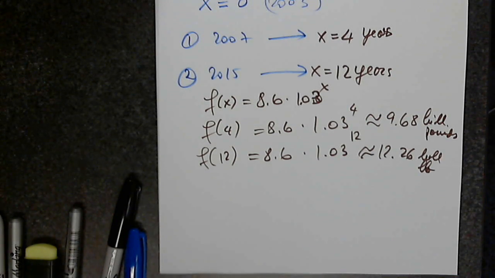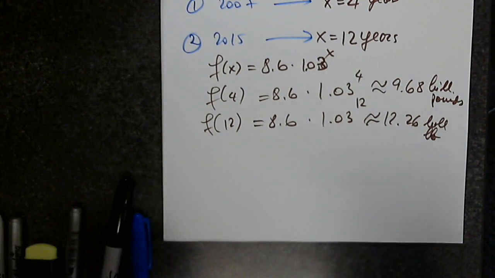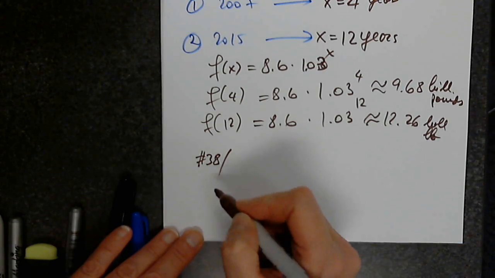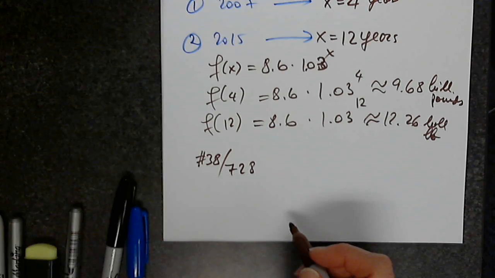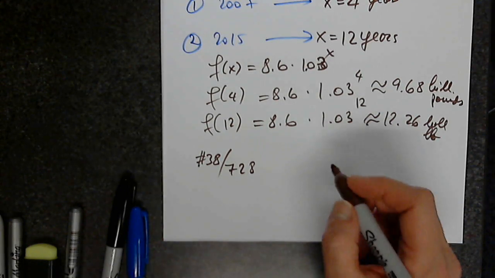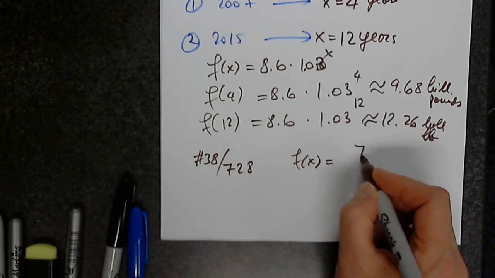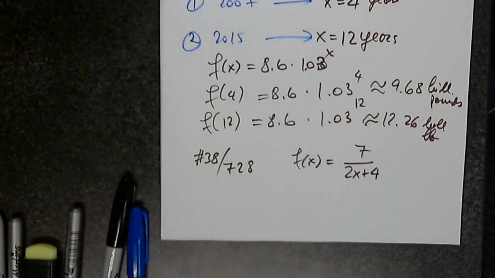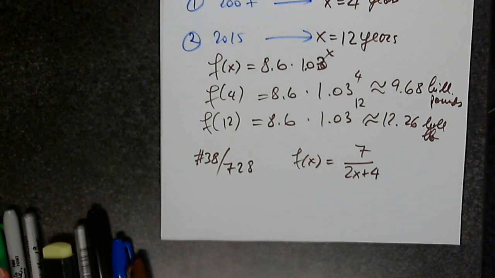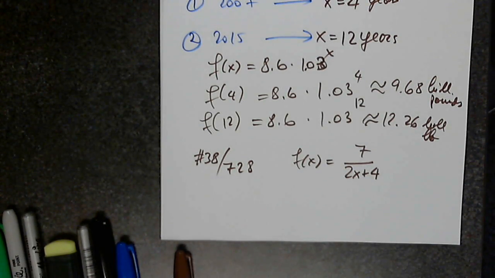Very good. Back to section 12.2. Problem 38, on page 728. f of x equals 7 divided by 2x plus 4. I'm asked to find f inverse. And I am told this function is 1-to-1. Don't worry about it. It is 1-to-1. It has an f inverse. Just find f inverse.